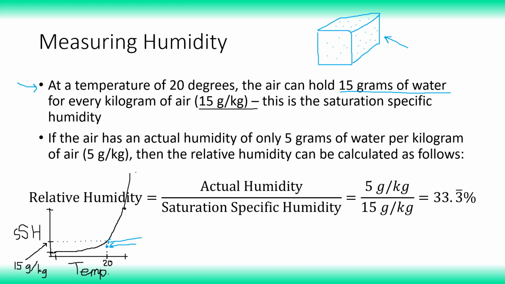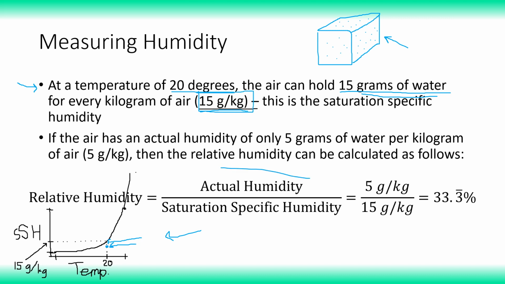Now, if that graph doesn't make sense, don't really worry about it. That's just for those of you that are interested in looking into something like that. But basically, we know from this graph that at a temperature of 20 degrees, the air is able to hold 15 grams of water for every kilogram of air. So 15 grams per kilogram. We know the temperature of the air is 20 degrees. That's what we're told. And from that 20 degrees and this graph down here, we can figure out that its specific humidity is 15 grams per kilogram.